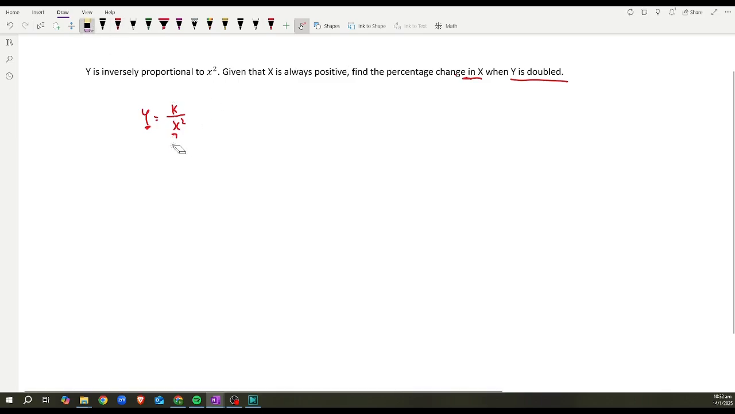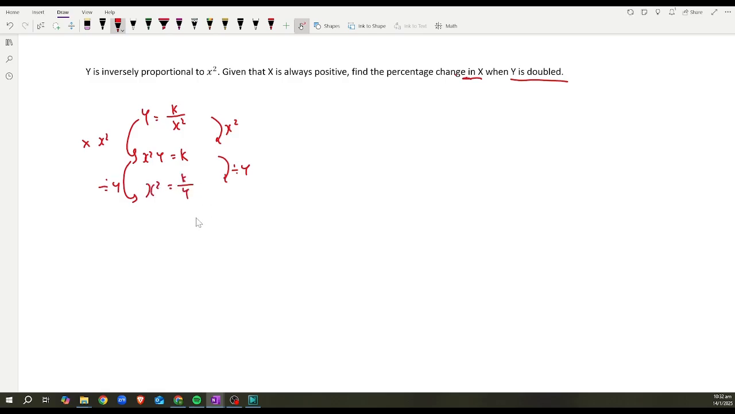So what you have to do in this case is first you make x the subject. So you multiply both sides by x squared to get rid of the x squared in the denominator. So you have x squared times y equals k. And then to get rid of the y, you divide y on both sides. So you have x squared equals k over y. To get rid of the square, you want to square root both sides.